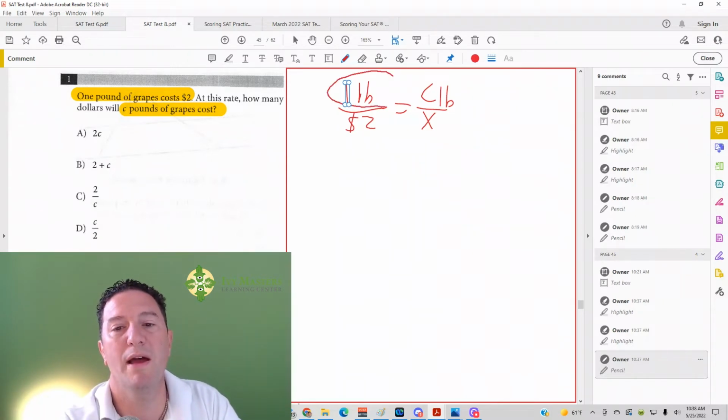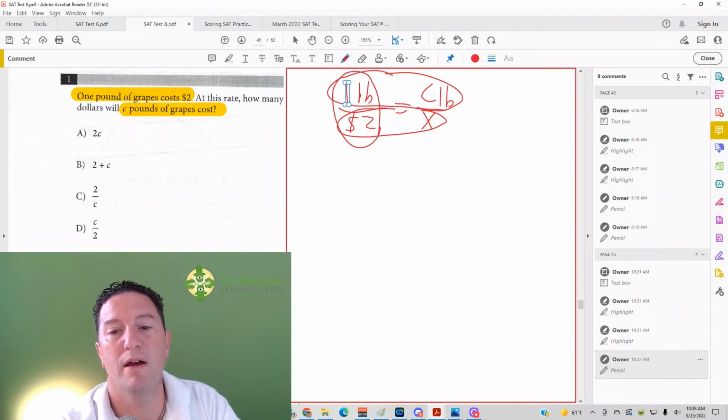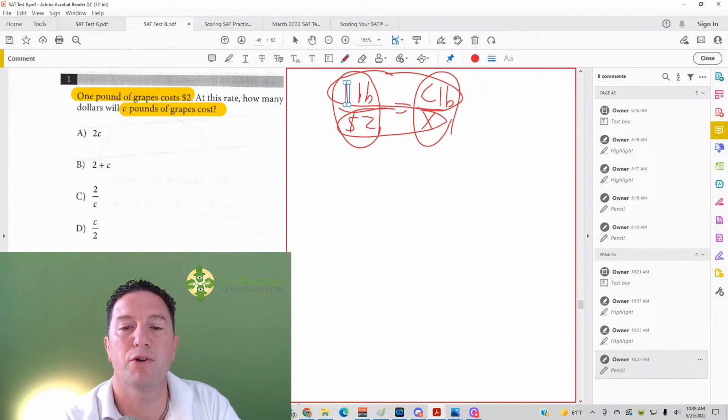Here we've got pounds on top. So those have a relationship with each other. You've got dollars on the bottom. Those have a relationship with each other. These have a relationship with each other because it's $2 a pound. These have a relationship with each other because it's how much is C pounds. That's how you know you set up the proportion correctly.